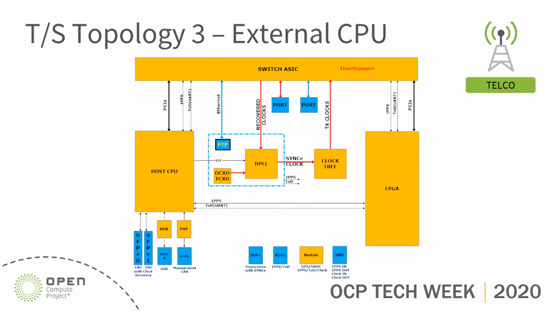The third option here is where there's an additional add-in processor separate from the switch ASIC and the host processor, the host CPU. Again, the PTP packets come into the switch and get redirected to that independent processor via Ethernet link, and you run the PTP protocols on that microprocessor. You'll see here I've outlined a blue area of the diagram in the dotted blue line.